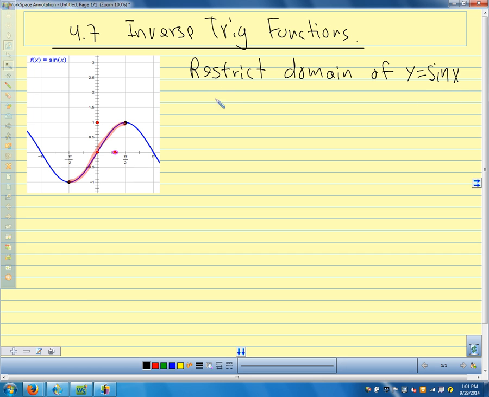We're going to restrict our domain to negative pi over 2 to pi over 2. And just this red portion, this highlighted portion of the graph, would pass the horizontal line test. So we would have an inverse. We do that to define our inverse function, y equals inverse sine of x. So now we can define an inverse function just on that piece. And the graph of the inverse sine of x reflects over the line y equals x.